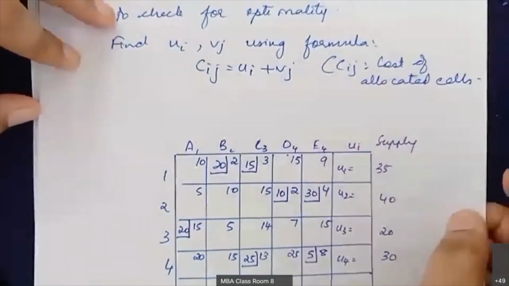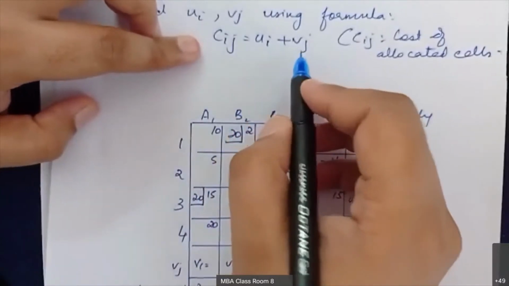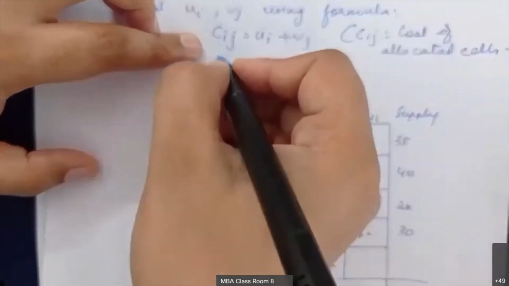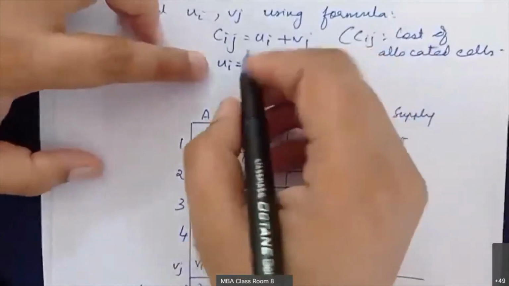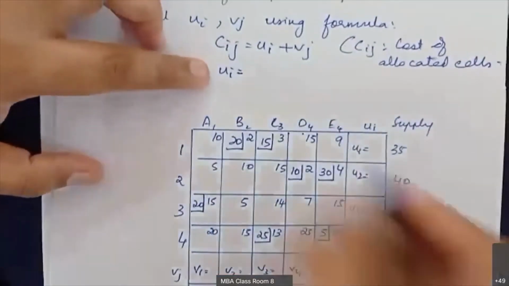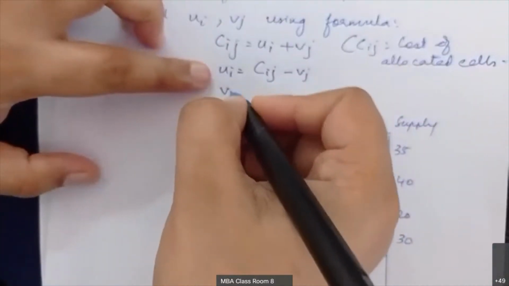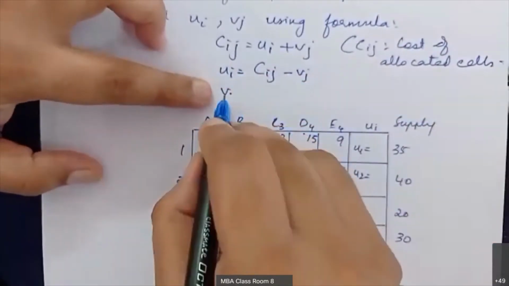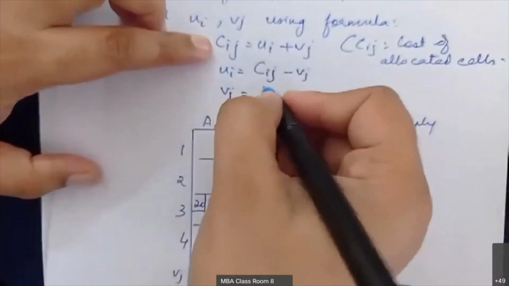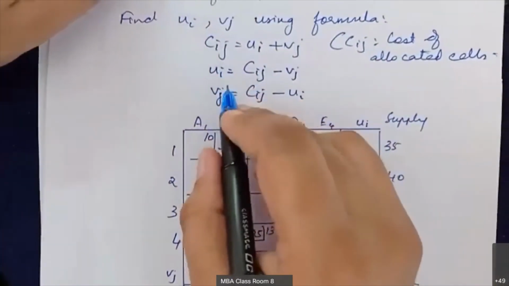Okay, now you tell me, if we know the value of Ui, we can calculate the value of Vj, right? How will you calculate Vj? If you know the value of Vj, you can calculate the value of Ui. How will you calculate it? It will be Cij minus Vj. Similarly, if you know the value of Ui, then you can calculate the value for Vj. How? Keep Vj here, take Ui to the other side. So Cij minus Ui. Okay, is it clear? Okay, so initially we will take Ui is equal to 0.